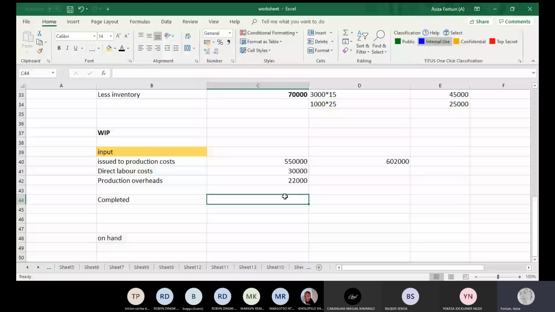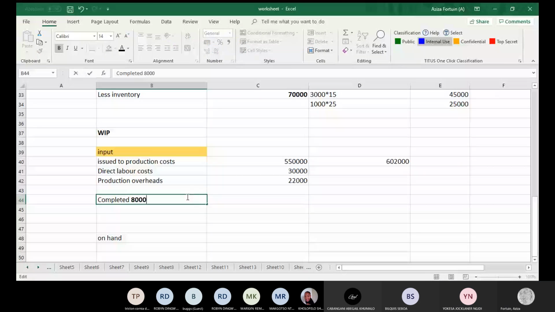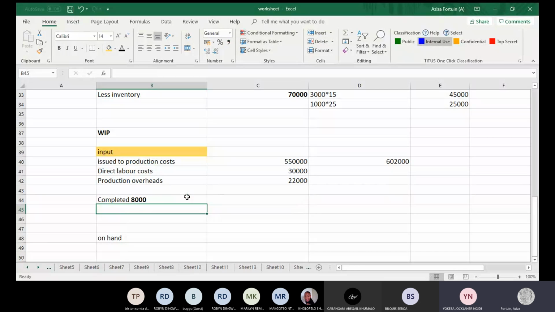Let's move to completed goods transferred. On what figure are we basing the completed goods here? The goods completed, which was 8,000 units. That's it. So we began the month with 10,000, and then we completed 8.